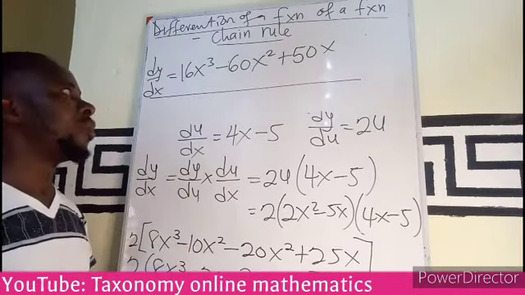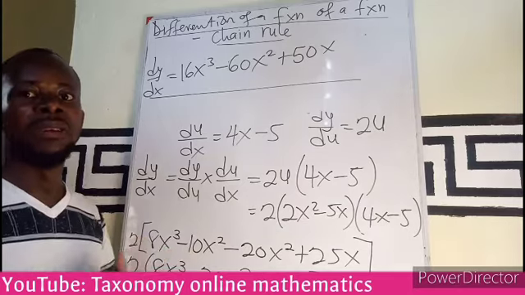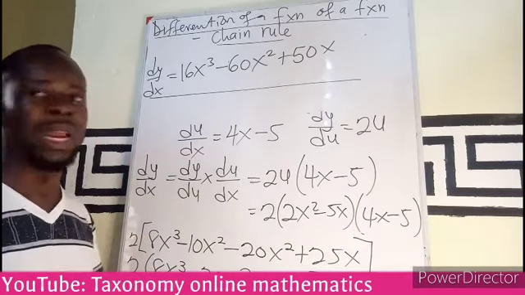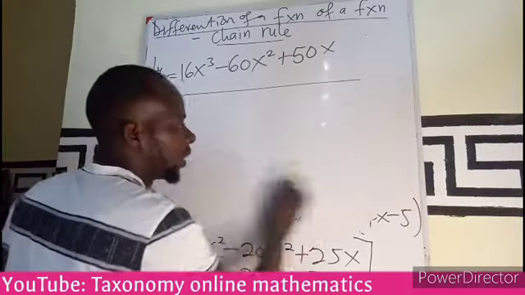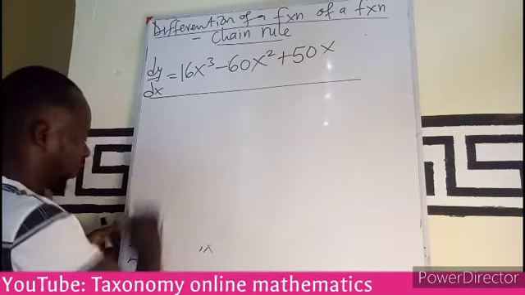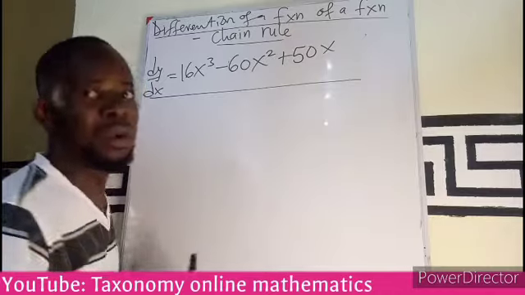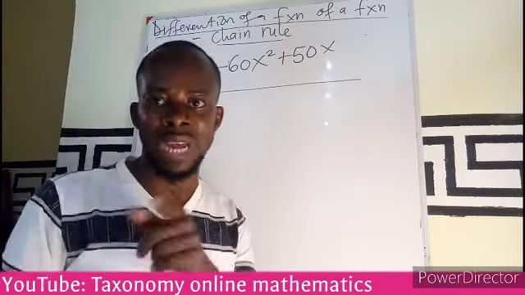So this is what we do under chain rule. We let one of the functions, which is the function in the bracket, equal to a letter. Then we find its differentiation, multiply, then we get the final answer. That is the chain rule. But we also have a shortcut to that.